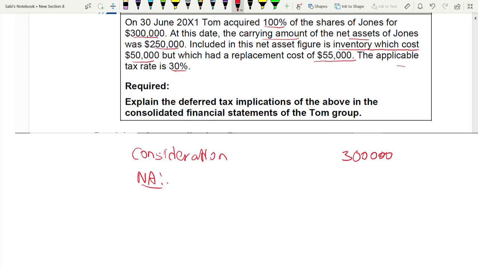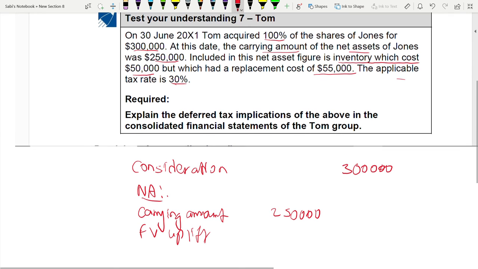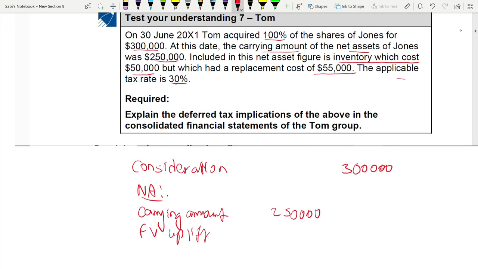In the net asset, first we are going to write the carrying amount. What is the carrying amount? 250,000, isn't it? Write it in the inside column. Then we have fair value uplift. How much? Inventory cost is 50,000. In your net asset, you have included the inventory as 50,000, but the replacement cost is 55,000. So you have to increase it by 5,000 more.